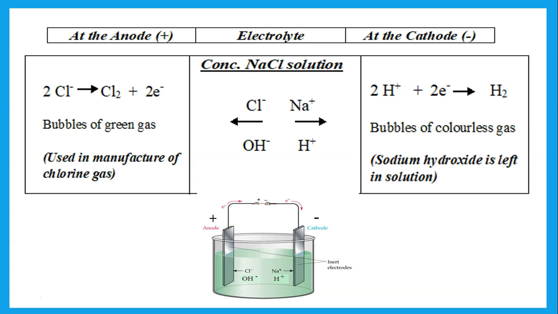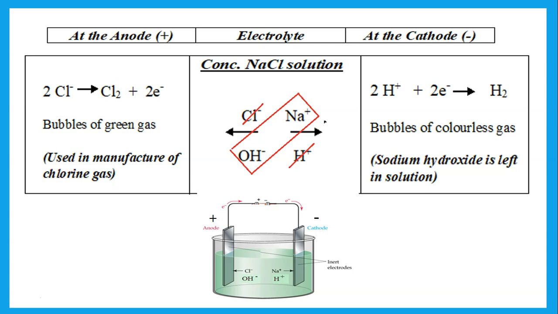And that means in the concentrated sodium chloride solution, chloride has reacted at the anode, H+ has reacted at the cathode, and we are left in solution with sodium hydroxide. So remember, when we do electrolysis of concentrated sodium chloride solution, we are left with sodium hydroxide in the solution.